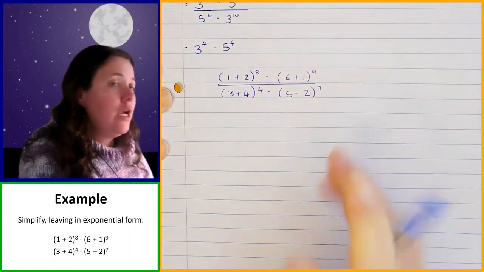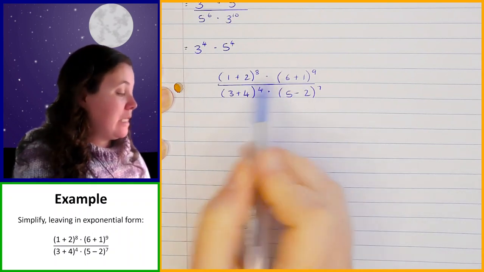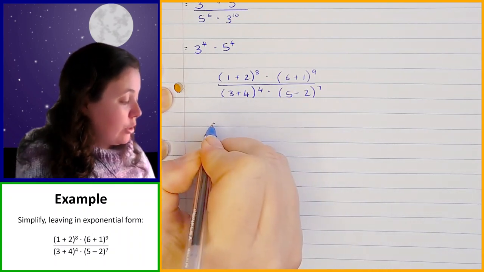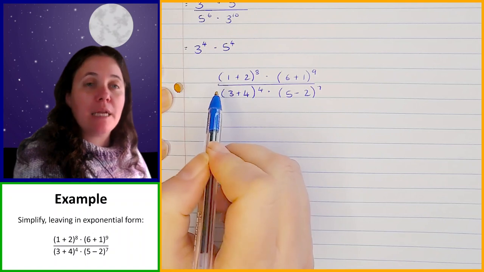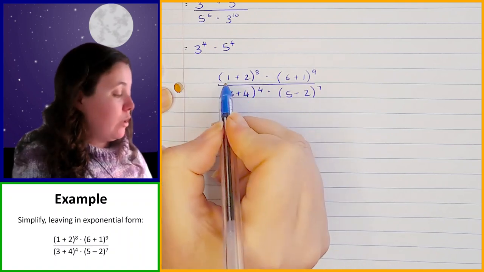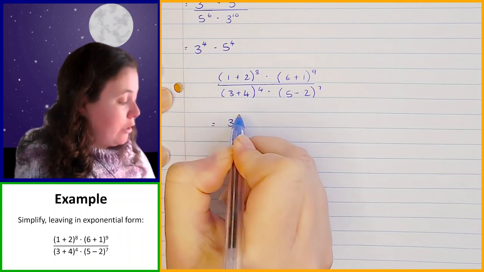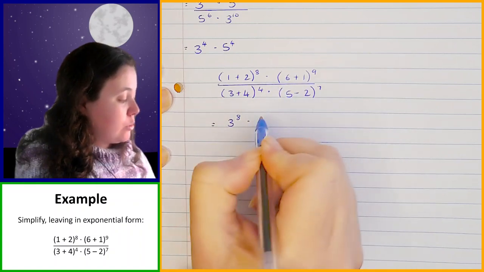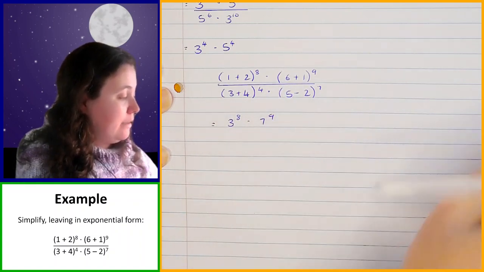Okay, so now BEDMAS says that I have to do anything that's inside brackets first. So in this example, I have to first simplify that addition and subtraction inside my brackets. So I'm going to say 1 plus 2 is 3 to the power of 8 times 6 plus 1 is 7 to the power of 9.